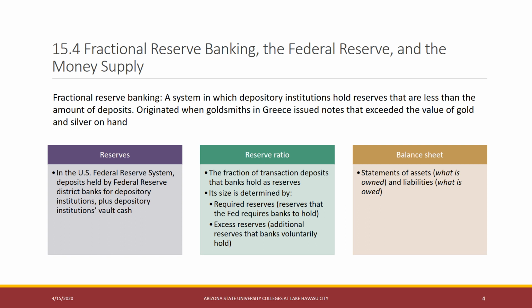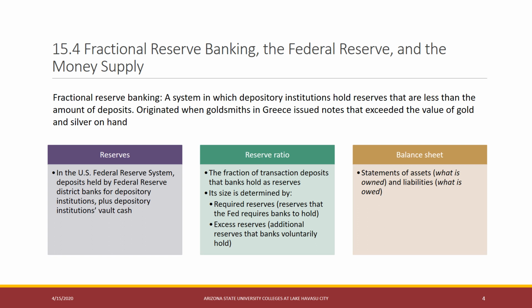The third concept is reserve ratio. And what is that? It is the fraction of transaction deposits that the bank holds as reserves. It is determined by, first, the required reserves, the reserves that the Fed requires the bank to hold, that is, what the Federal Reserve wants from the commercial banks. Then second is the excess reserves, that is the additional reserves which banks voluntarily hold.